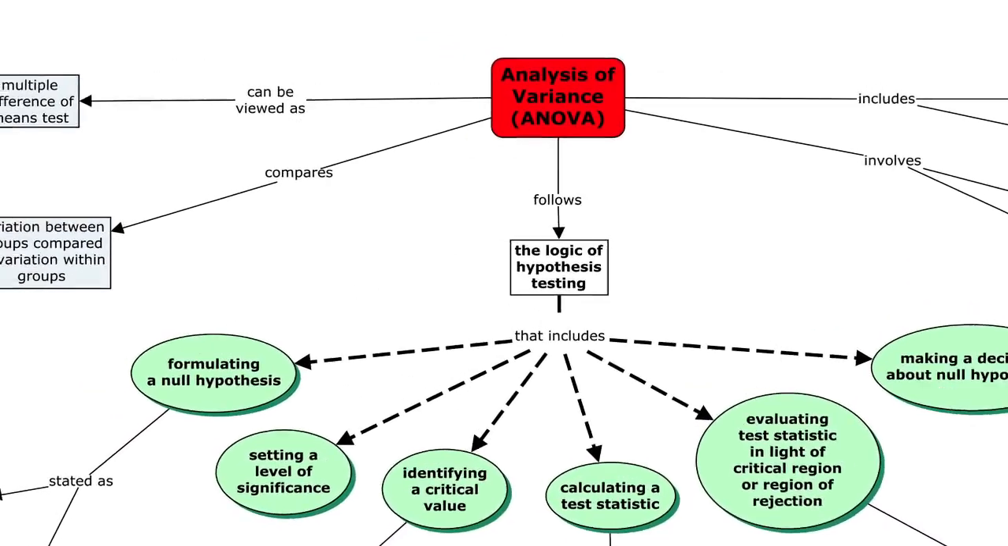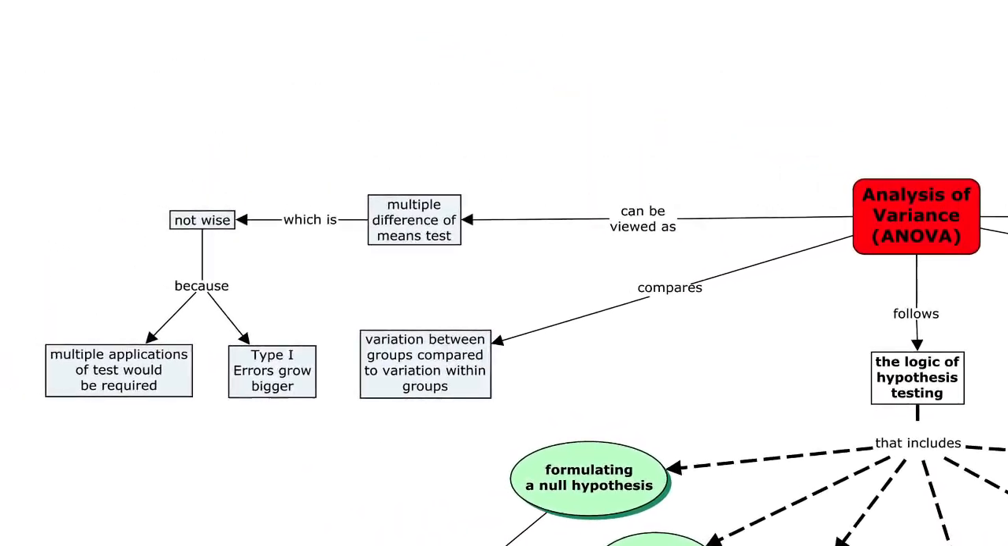An analysis of variance can be viewed as multiple tests that look at differences of means. But this, in practice, statisticians tell us, is not a wise thing to do. In other words, doing multiple applications of the test where we're comparing one mean with another, then comparing one mean with another mean, and so on and so forth, creates type 1 error that grows and grows and grows. This is a big problem.